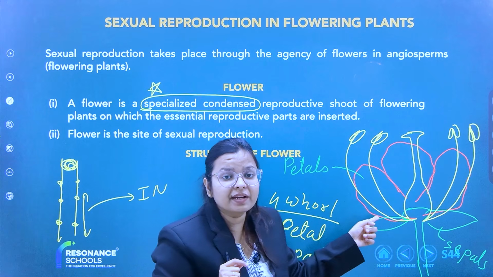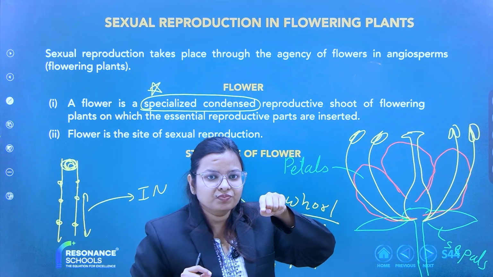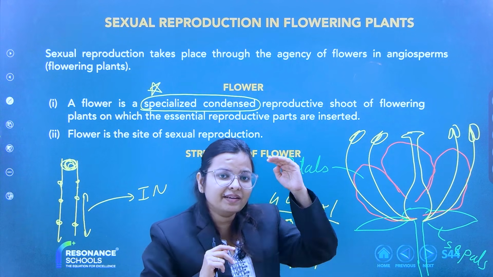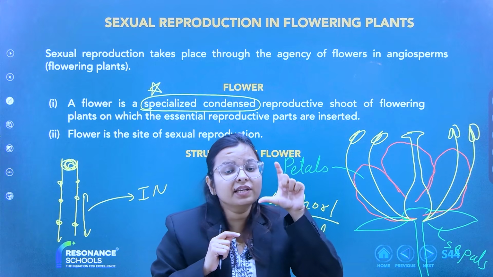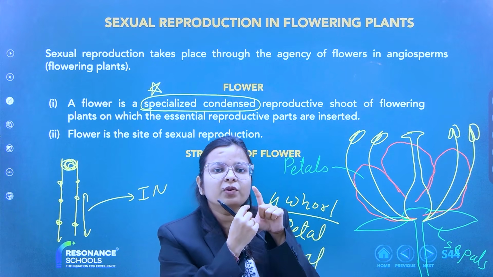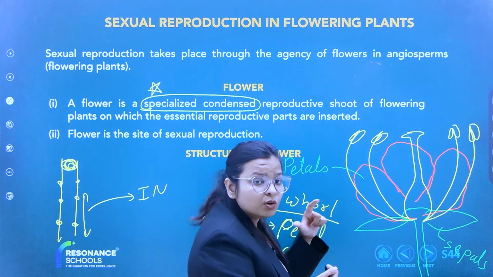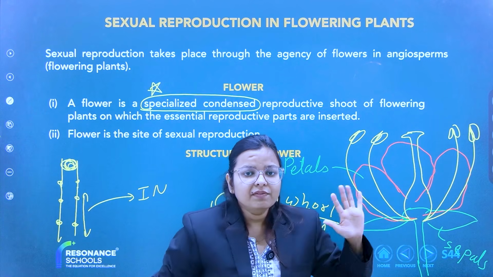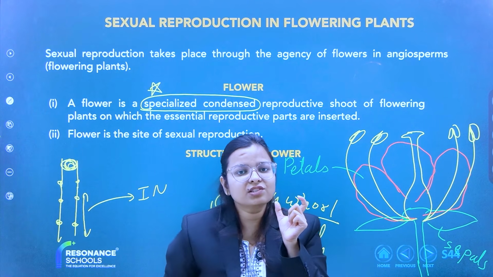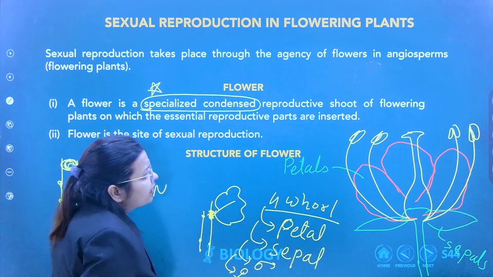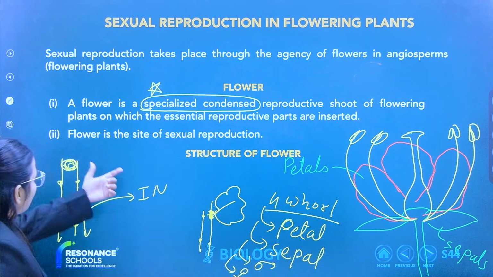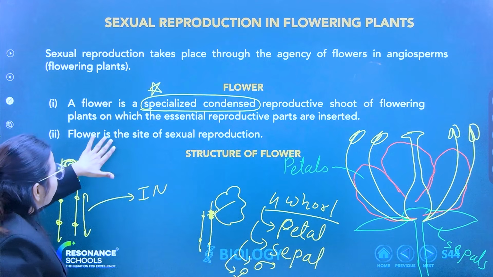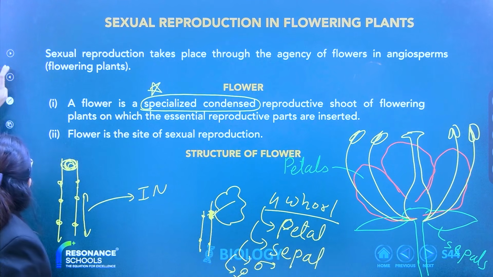After that you can see the petal. Petals also grow on a node. So there should be space between two nodes. If petals and sepals grow on nodes only, there should be an internode in between. But you cannot see the internode in between. These structures are close: petal, sepal, male and female sex organs. So a flower is a condensed shoot. That's why we call it a specialized condensed reproductive shoot of a flowering plant on which the essential reproductive parts are inserted. Flower is the site of sexual reproduction.